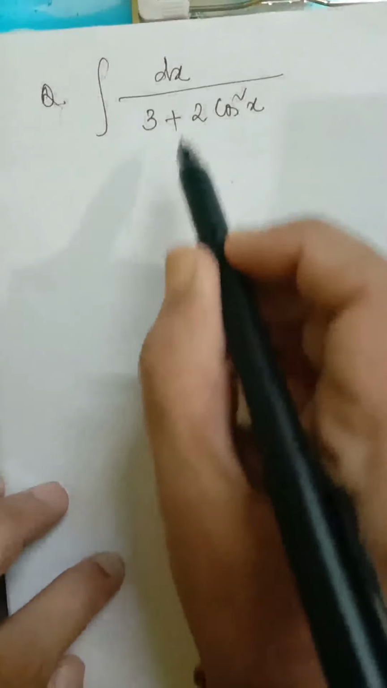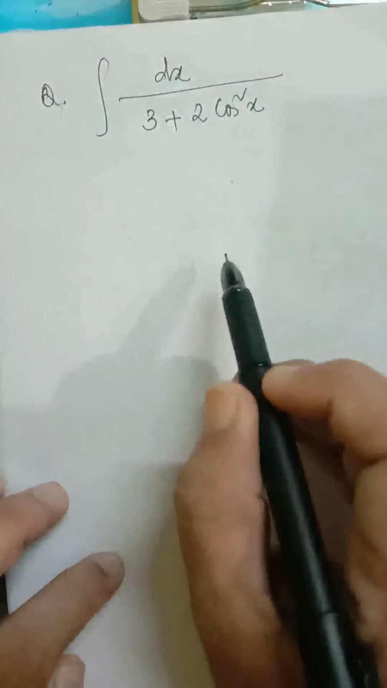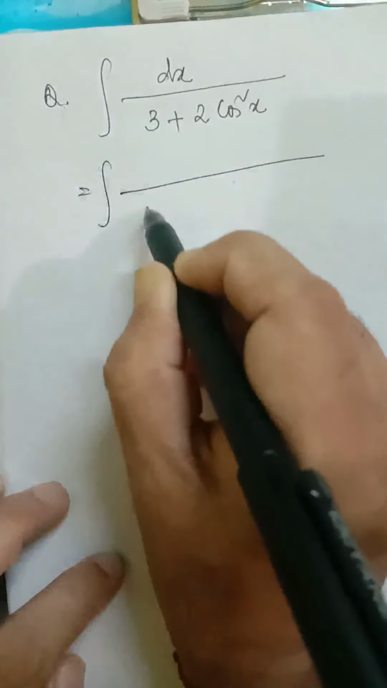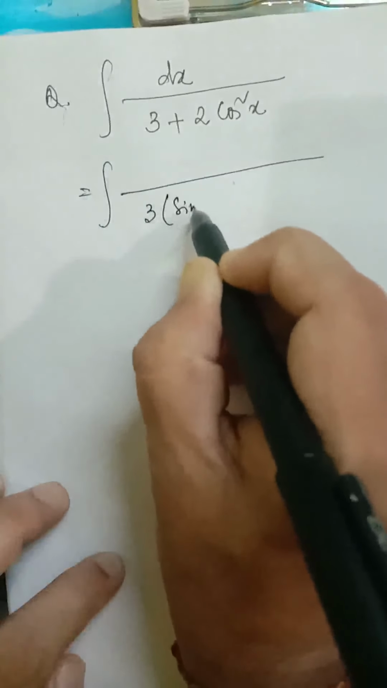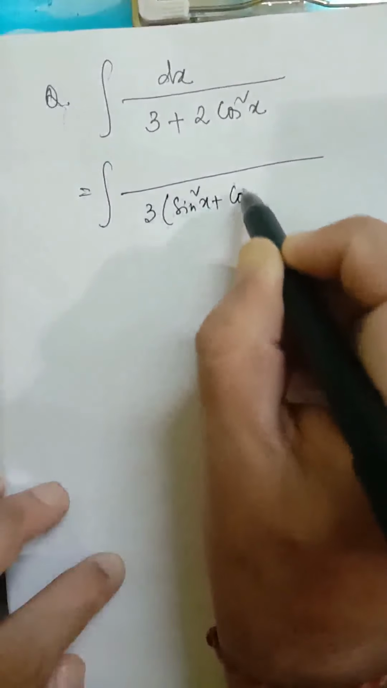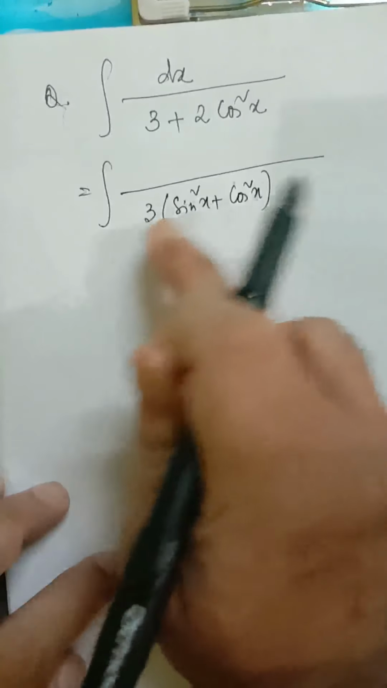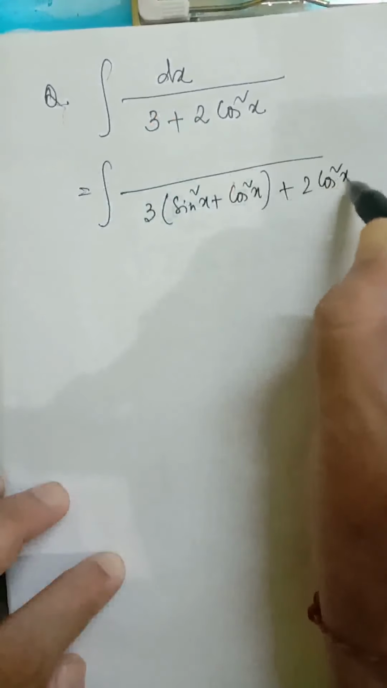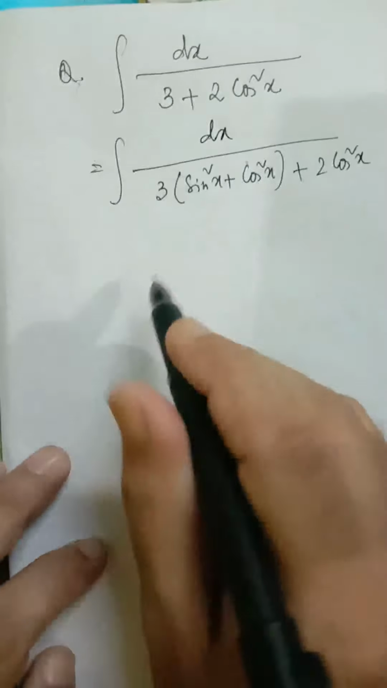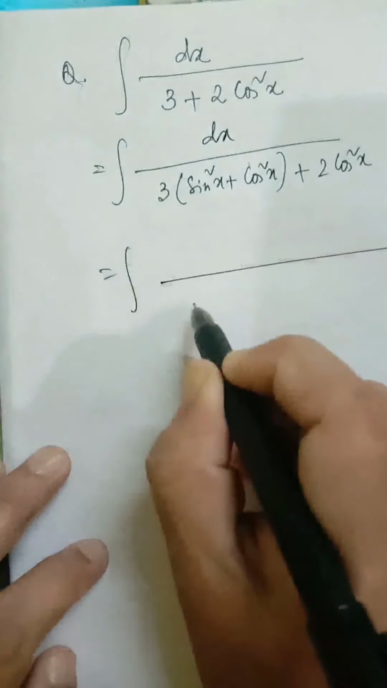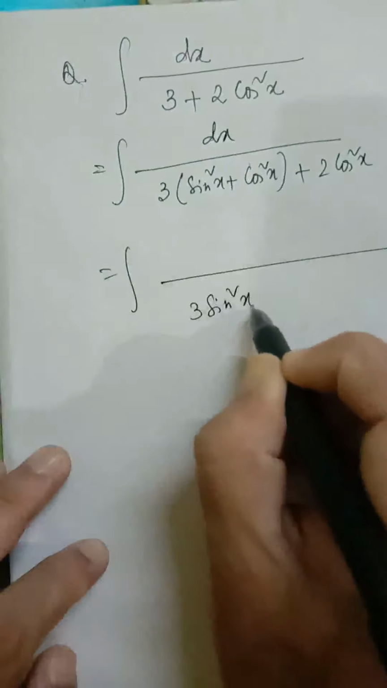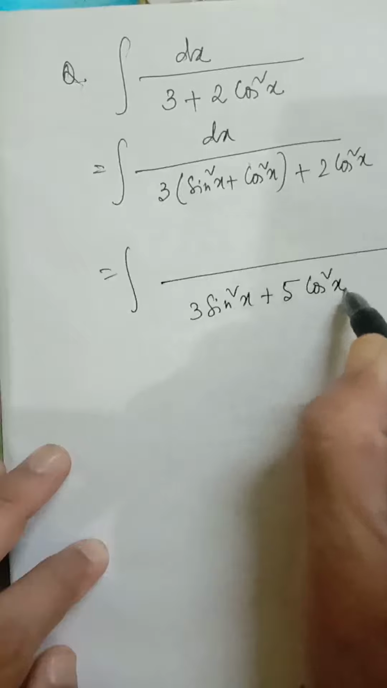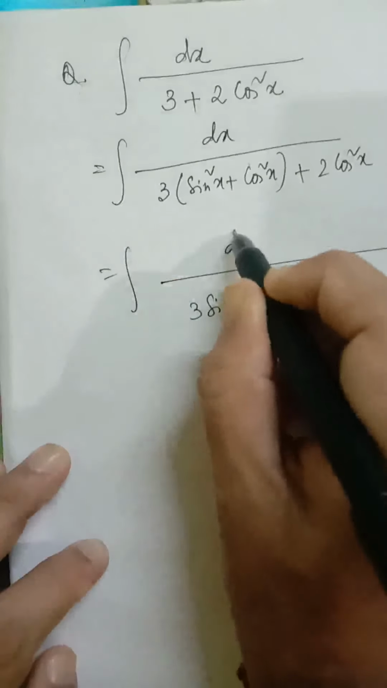Next, to integrate dx by 3 plus 2 cos square x. Now in the first step, we will write 3 equal to 3 into sine square x plus cos square x. Sine square x plus cos square x is 1, and 3 into 1 is 3. So this will be our first step. The next step, the denominator will be 3 sine square x plus 3 cos square x plus 2 cos square x. It will be 5 cos square x, so 3 sine square x plus 5 cos square x.